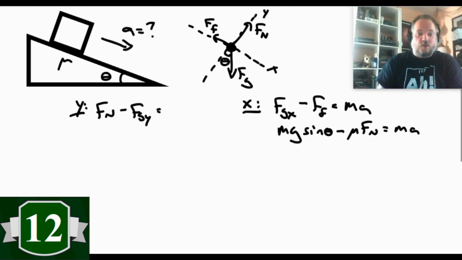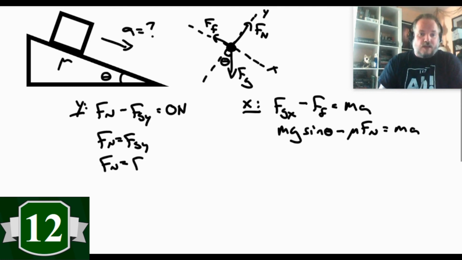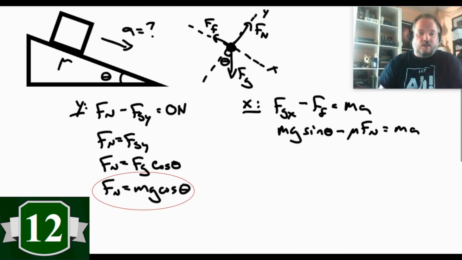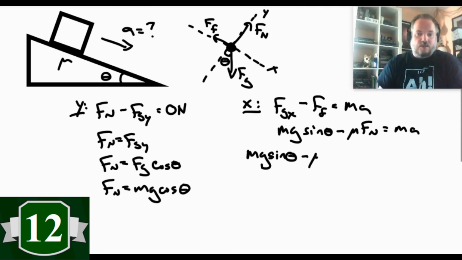Is it in equilibrium in the y direction? Yes. It's accelerating only in the x direction here. This is why we tilted our axis, to make this so much easier to do. So the normal force is going to equal FGY. So the normal force is going to equal FG cosine theta. Oh, sorry, that's mg cosine theta. Plug this in over here. We get, this is getting big, mg sine theta minus mu mg cosine theta equals ma.